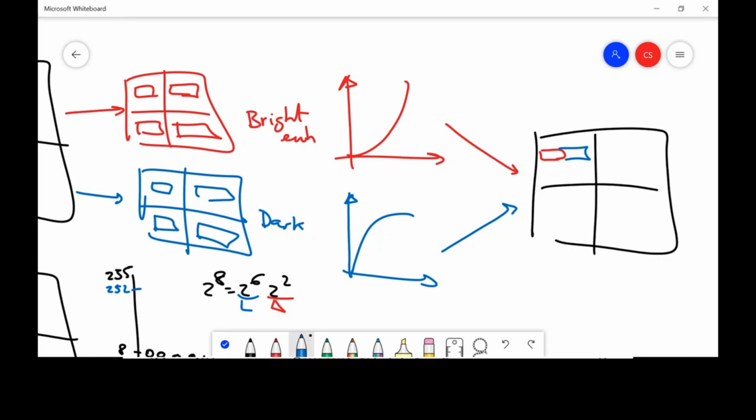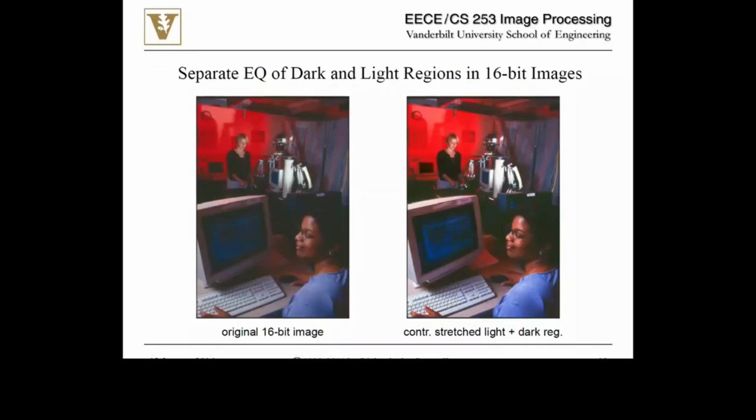You can think of many different ways of working with your signals. Now, you don't have to sacrifice anything. You have the best of both ways. So you have the best of dark enhancement and bright enhancement without sacrificing anything. But you apply the transformation to different areas of the image.